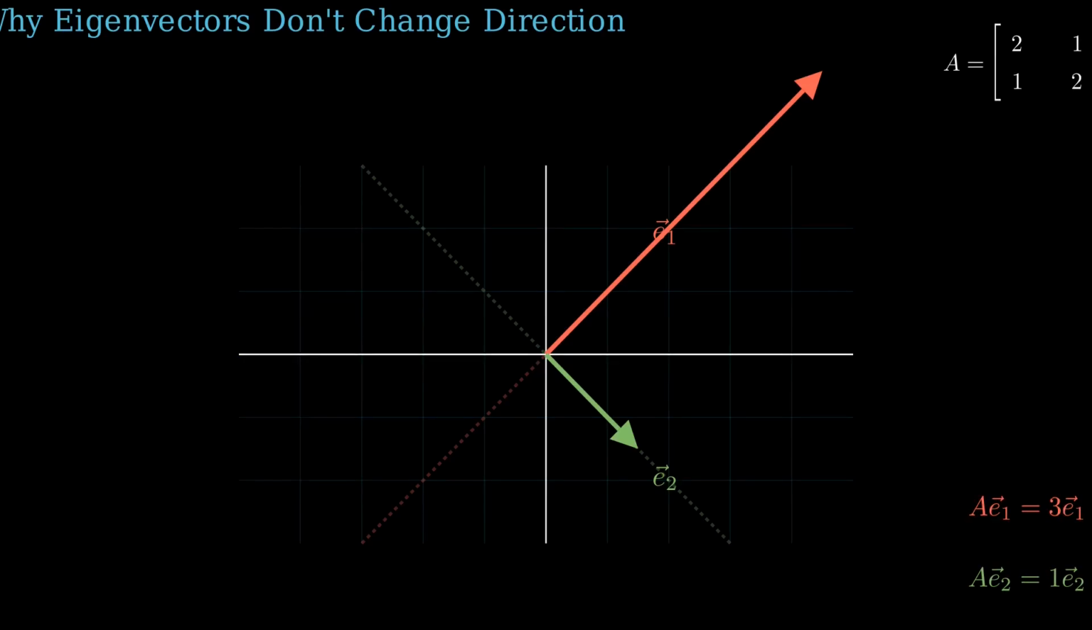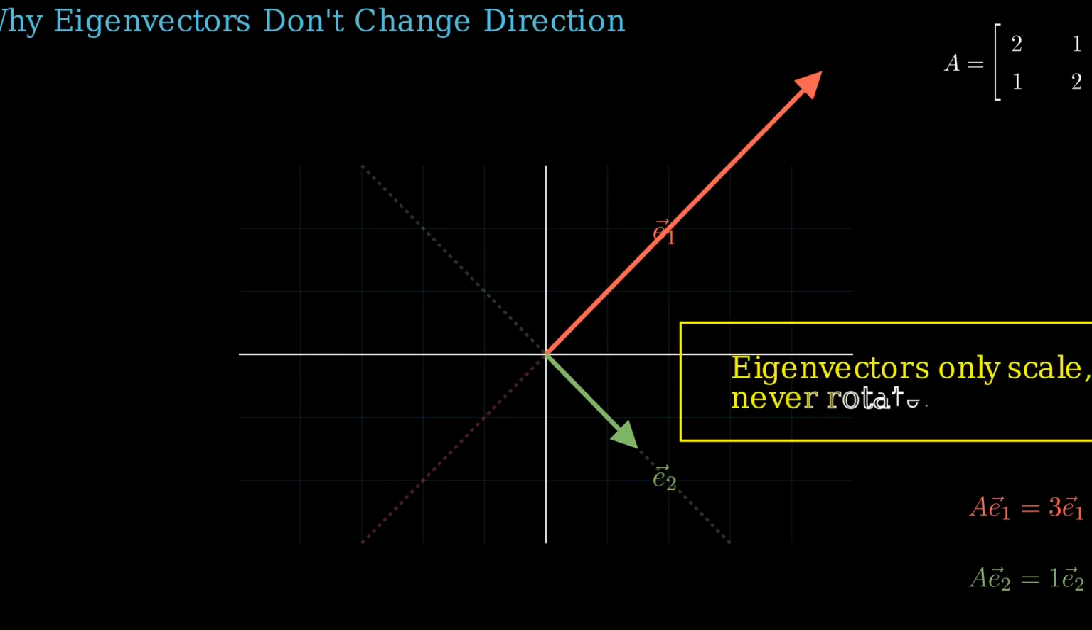Mathematically, we express this as A times the eigenvector equals lambda times the eigenvector. For the red eigenvector, lambda equals 3, meaning it triples in length. For the green eigenvector, lambda equals 1, so it stays the same length.